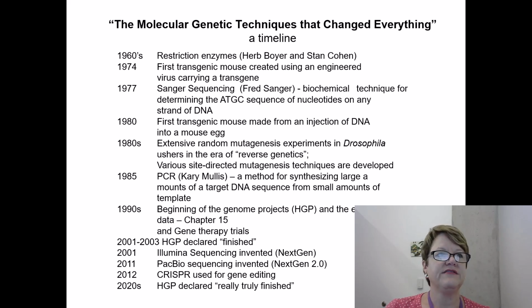In 1974, the first transgenic mouse was created, and because of restriction enzymes, they were able to manipulate a viral chromosome with some genes. And so I point out the mouse. There were actually some transgenic frogs that were created before that. But since the mouse is one of our model organisms, 1974 was when the first transgenic mouse was made. Transgenic means a gene that doesn't normally exist in that organism is introduced into the organism. So it's called a transgene.